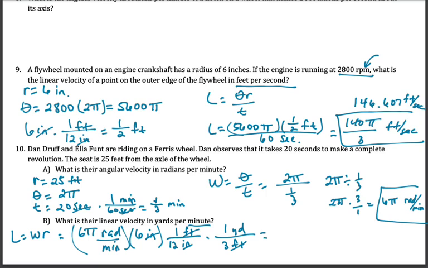And when I multiply straight across, I'll do 6 pi times 6. I get 36 pi on top. And on the bottom, you'll end up with 36 as well. So that ends up simplifying to be pi yards per minute.